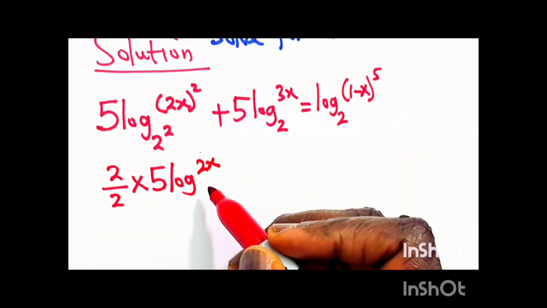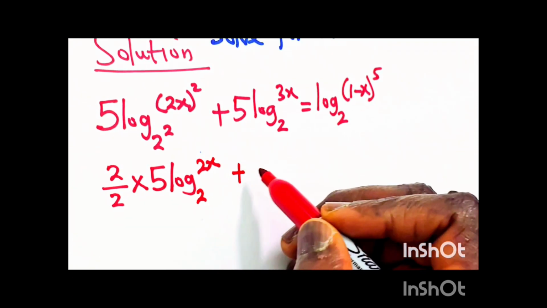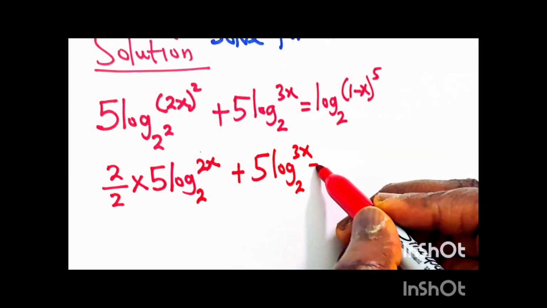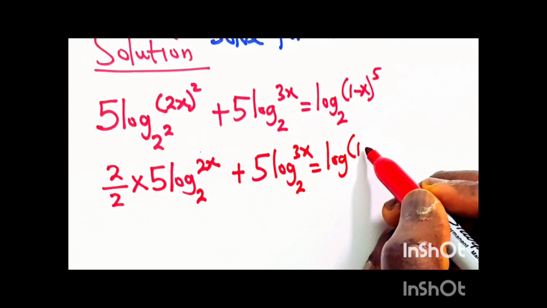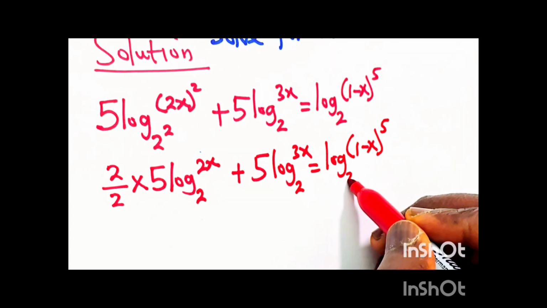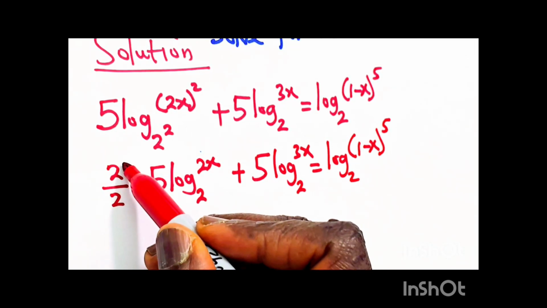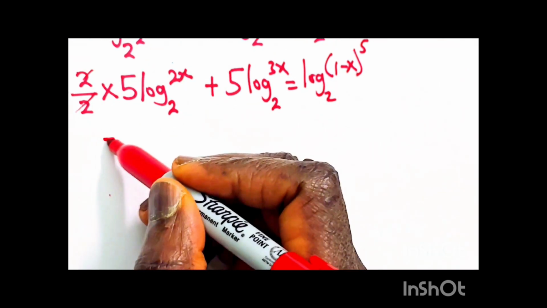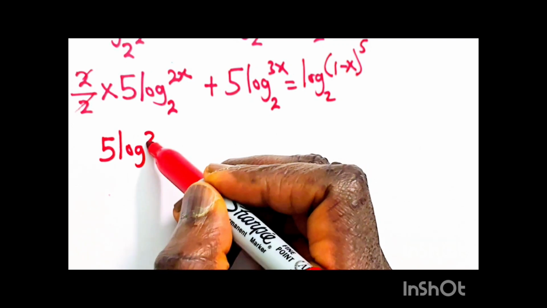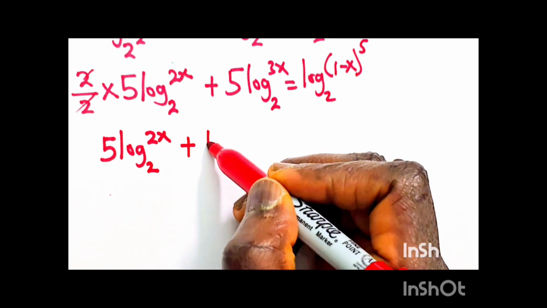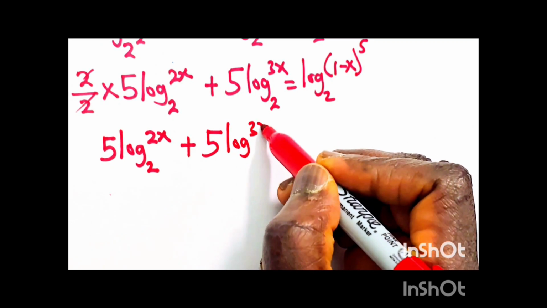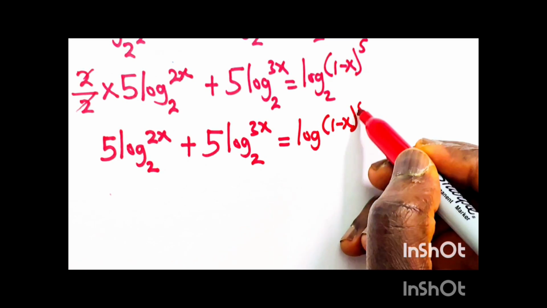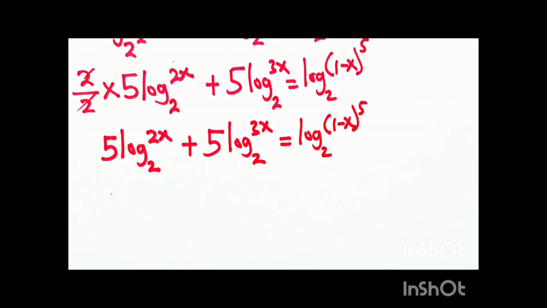We have 2x base 2 plus 5 log 3x base 2 equal log (1 minus x) raised to the power 5 base 2. So in that way, 2 cancels 2. We are left with 5 log 2x base 2 plus 5 log 3x base 2 equal log (1 minus x) raised to the power 5 base 2. This is what we are left with.